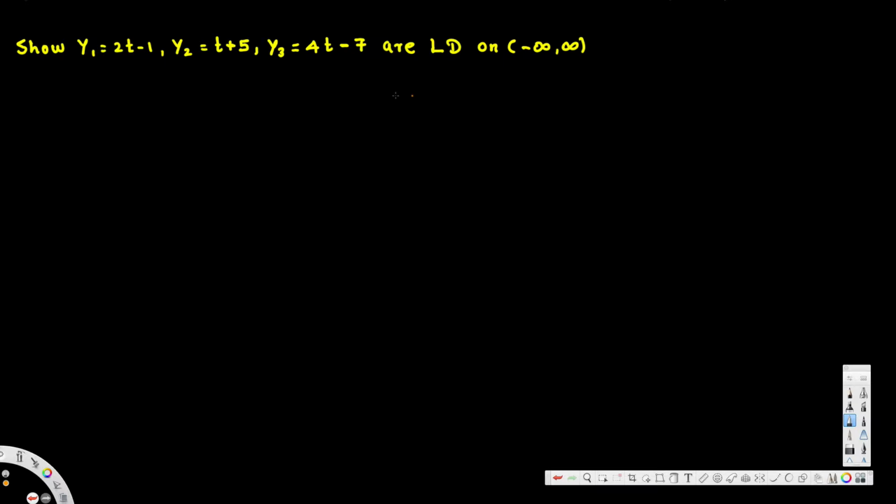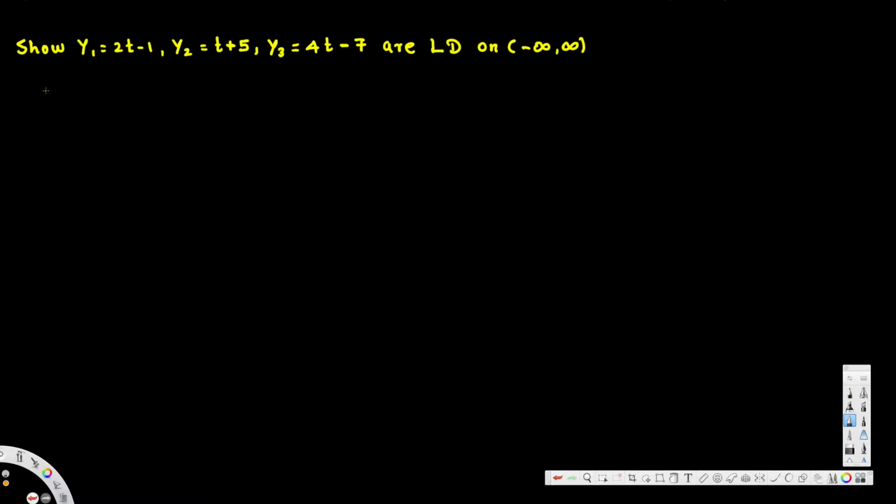What's going on, guys? In this video we are going to see how to show whether these three functions are linearly dependent in this interval negative infinity to infinity. To show linear dependence, we first have to create an equation where a constant multiple of each of these three functions adds up to 0. Then only is this linearly dependent. If we cannot prove that, then it means this is linearly independent.